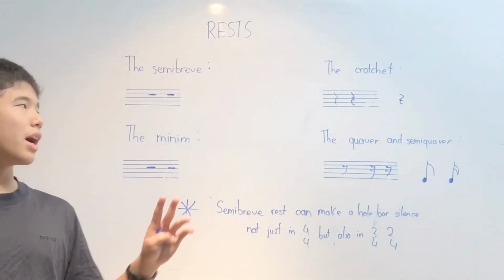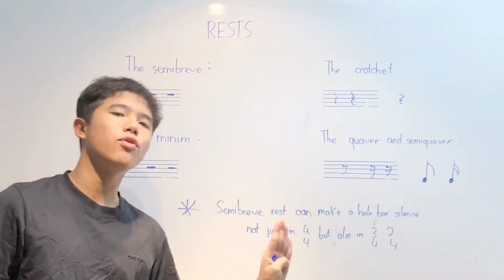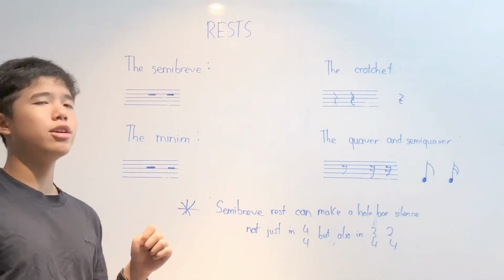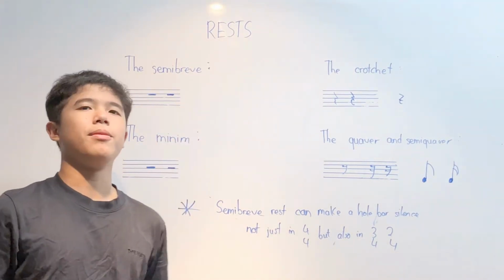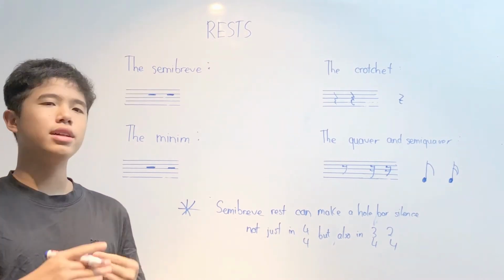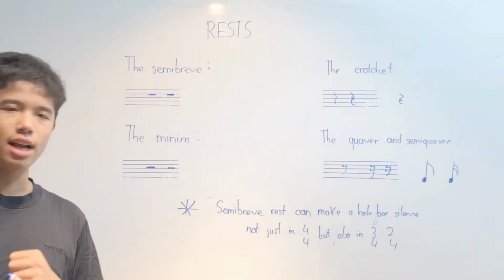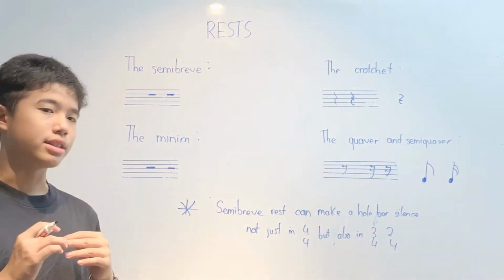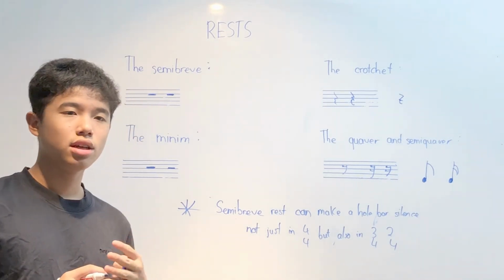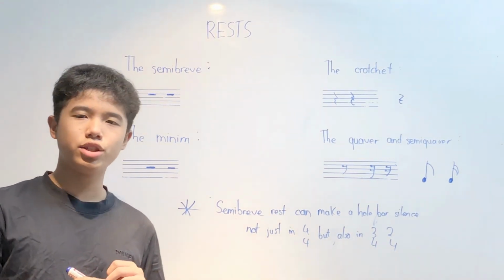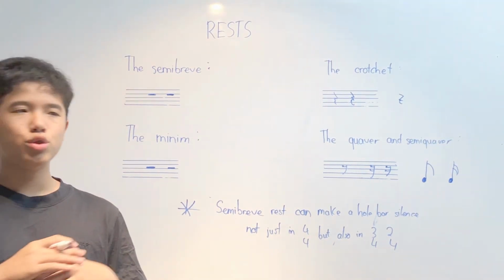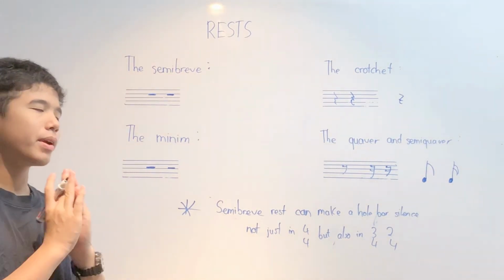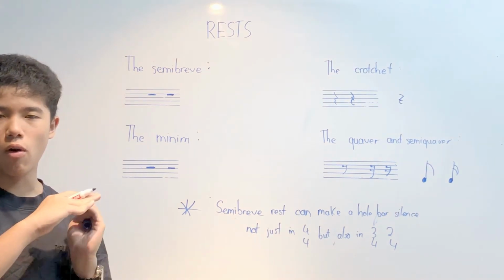Remember, if the time signature is 2/4 and you want to make that whole bar silent, do not use the minim rest. Instead use the semibreve rest, because it's the symbol to make that whole bar silent. If you have a time signature like 6/8 or 6/4, which you will learn in grade 2, you will continue doing 2 minim rests, not just 1 semibreve rest. Semibreve, because it represents a rest for a whole bar.